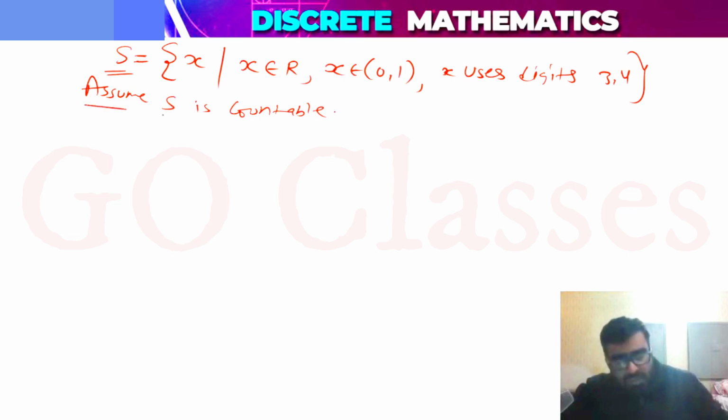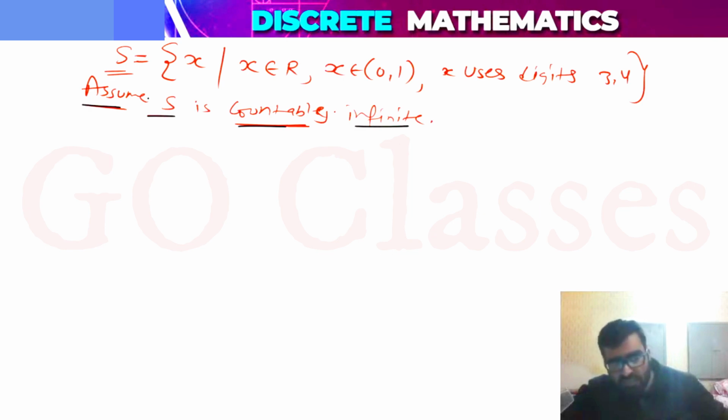Now if we are assuming that S is countable, basically we are assuming that S is countably infinite. So let's assume that S is countably infinite. If S is countably infinite, then you already know that there must be some one-to-one correspondence with the set of natural numbers. That also you know. Remember, right now we don't know what that correspondence is, the bijective function between S and N. Those things we do not know. But we are assuming that this is countably infinite, so definitely there is some bijection, some one-to-one correspondence with the set of natural numbers. Now let's assume that this is the correspondence.